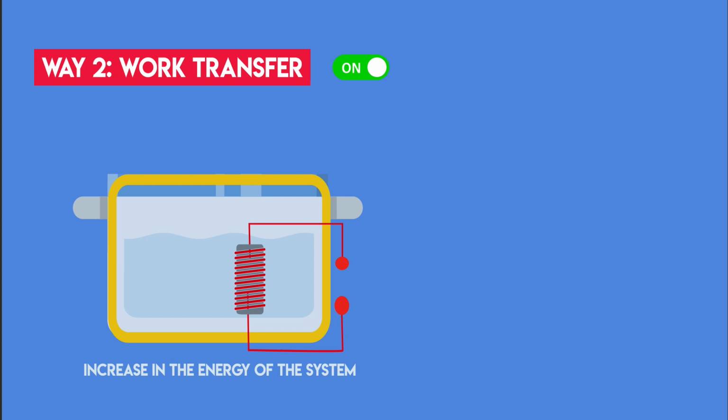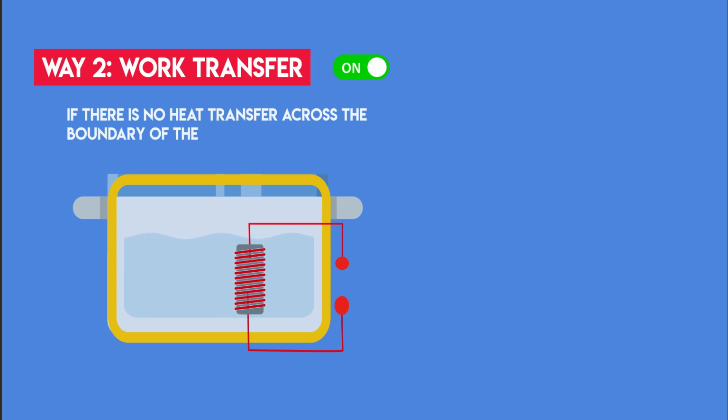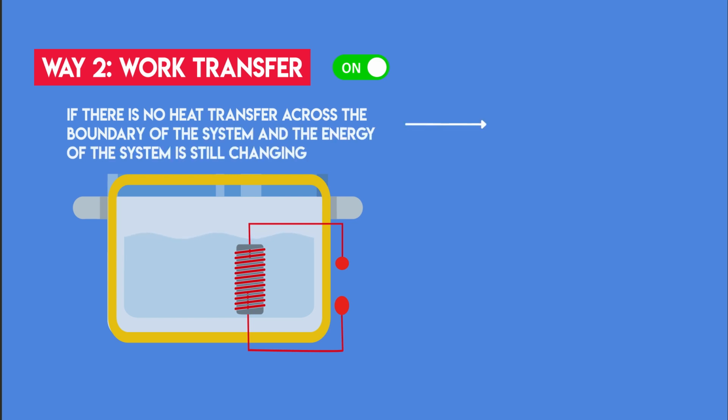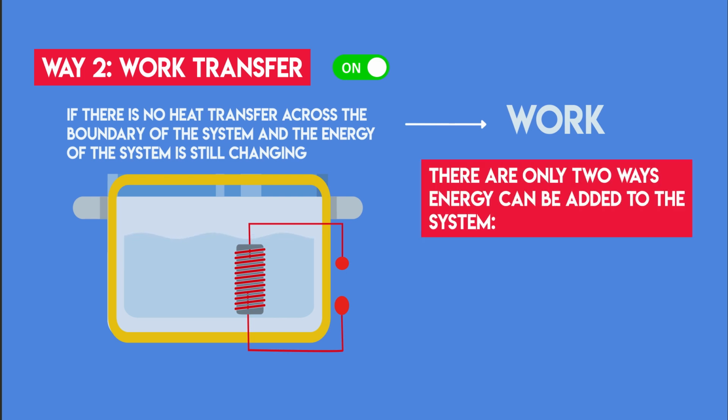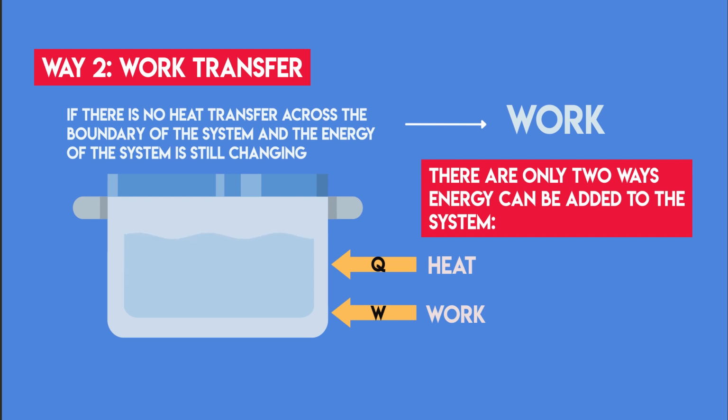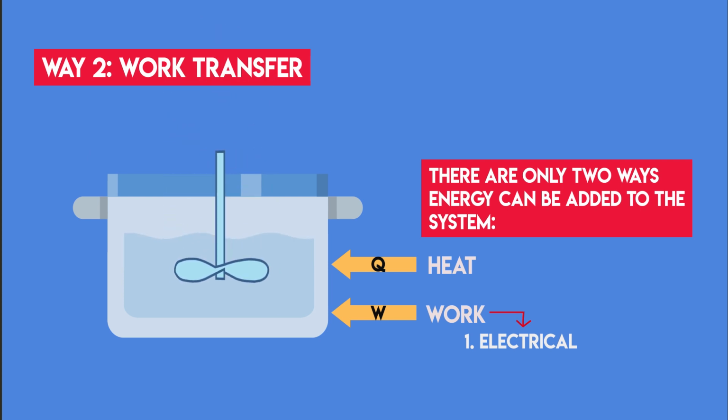Now this may seem like we're cheating by just producing thermal energy inside the system instead of the surrounding to heat the water, but that is how work is defined in thermodynamics. If there is no heat transfer across the boundary of the system and the energy of the system is still changing, this kind of energy transfer is called work. And there are only 2 ways in which energy can be added to the system, in the form of heat and work. Just a side note here that work does not always have to be electrical. In the above example, if we put a paddle in the system such that it is submerged in the water, and if we rotate it externally, we can still see temperature increase in our system. So work can exist in several different forms, and mechanical and electrical work are only 2 kinds of work.